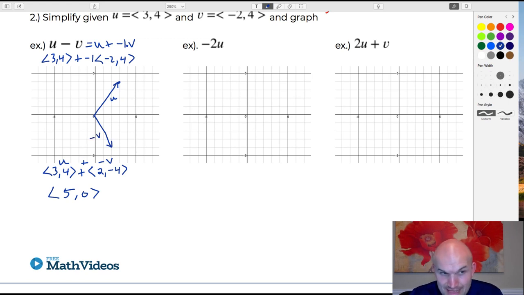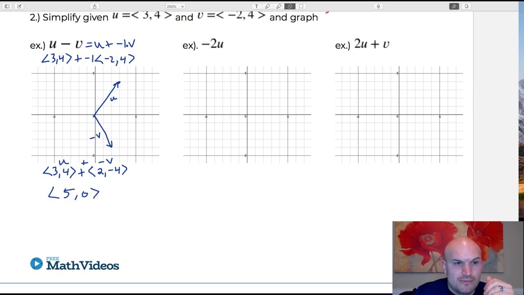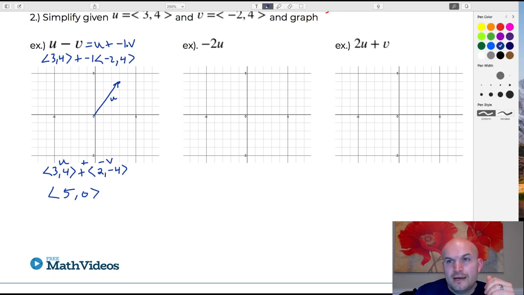Now when I add these together, or do a tail to head, actually, let's do this in a different color, because I think that will make sense. Let's do this in purple. So that's at 2 comma negative 4. There's negative v. Now, the resultant vector we figured out to be 5 comma 0, which I'm going to give green.